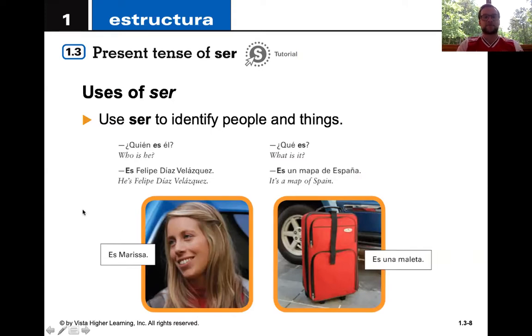¿Quién es él? Es Professor Bowers. Or, ¿qué es? What is it? Es un vaso. ¿Qué es? Es un mapa de España. ¿Quién es él? ¿O quién es ella? Ella es Gabriela Mistral. Okay, so to identify people.